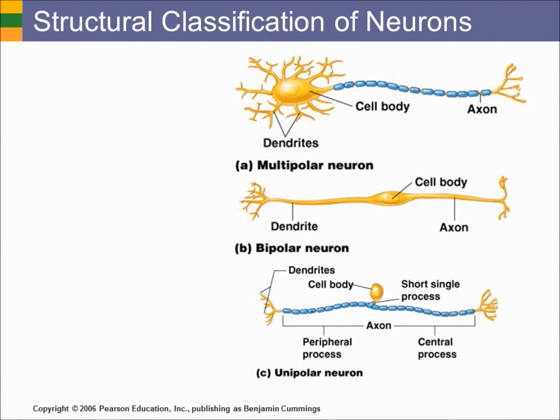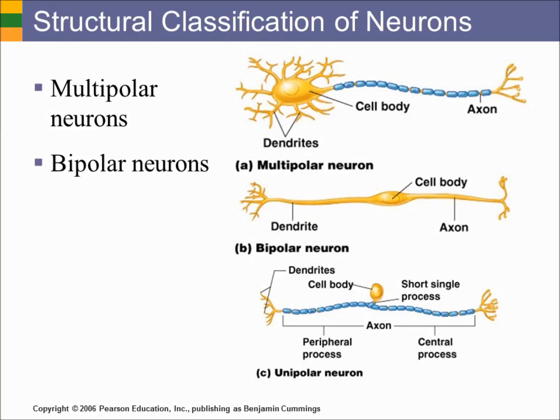The structural classification is all based off the number of extensions or processes coming off. So you've got multipolar neurons, and like you would guess, multipolar, lots of axons and dendrites. Always one axon, but many dendrites. Whereas a bipolar, you've only got one axon and one dendrite.